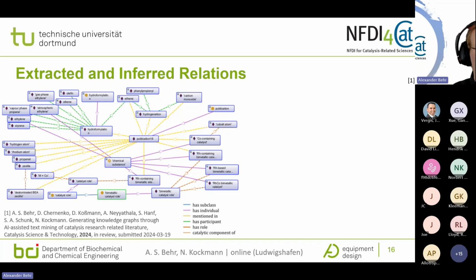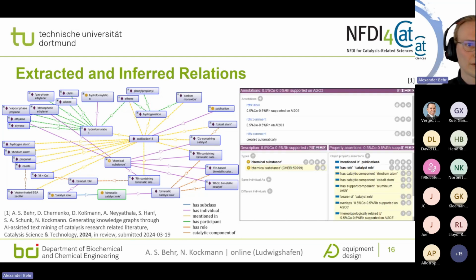So you get kind of good insight on the content of the publication. And for example, if you take a look at one of these automatically generated individuals of this catalyst, you not only see that it might be a chemical substance, but it also was detected to have a catalyst role and has a catalytic component, for example, rhodium atom, cobalt atom, and a support on aluminum oxide. And this was, remind you, only detected based on the text that the algorithm has seen. And then afterwards, we did for sure some post-processing on this.